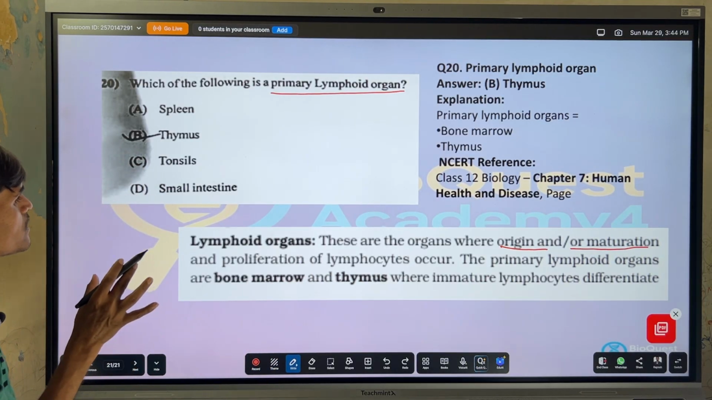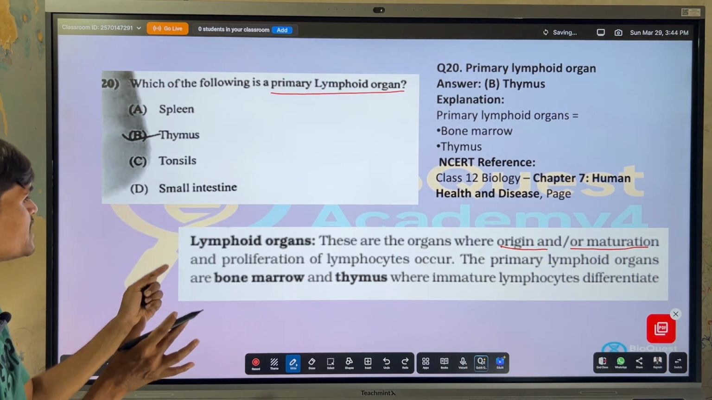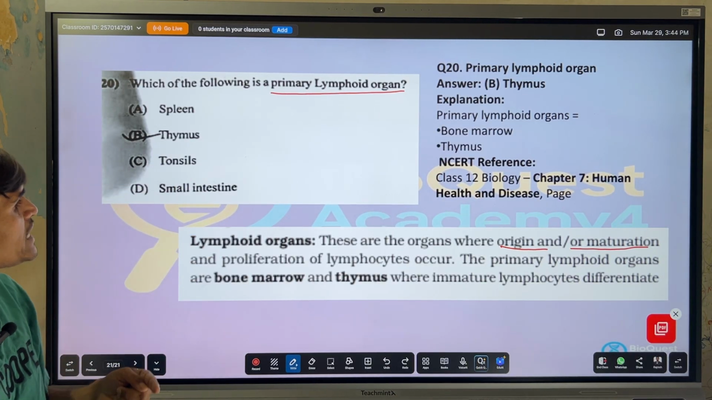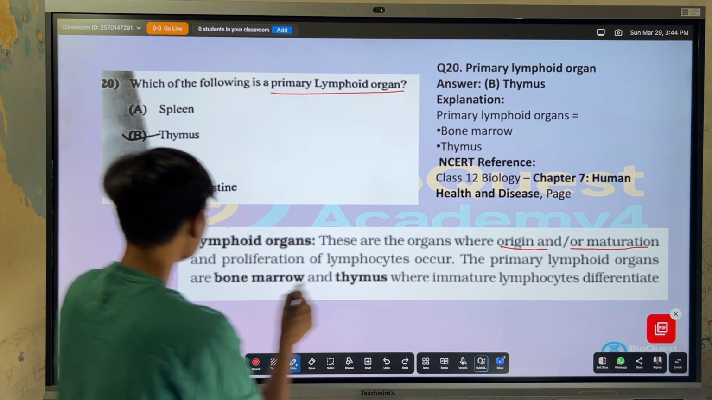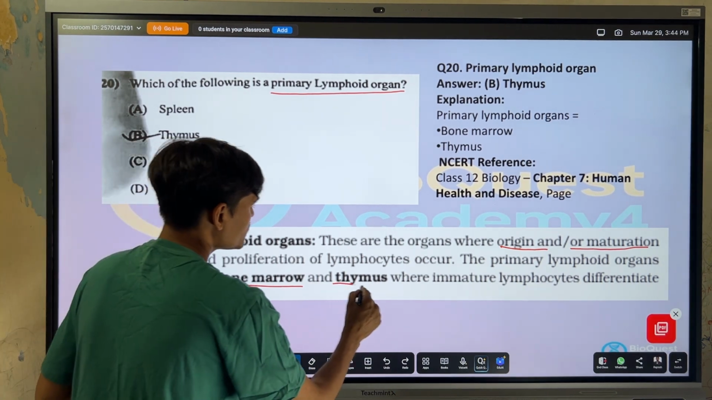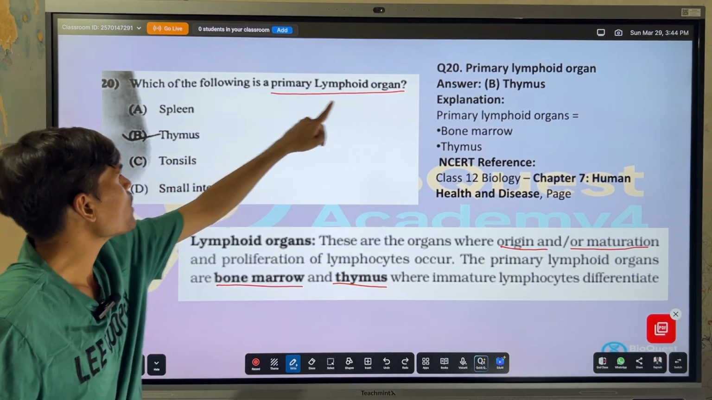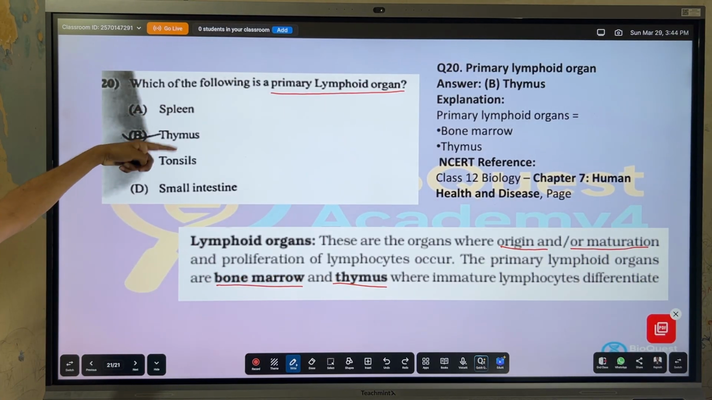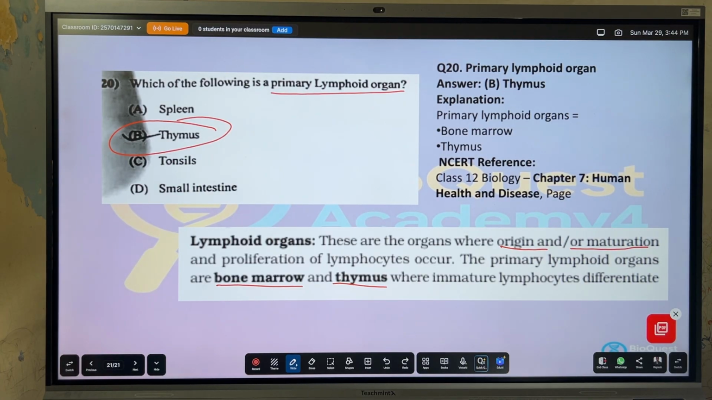What is a lymphoid organ? It is a place where maturation and proliferation of the primary immune cells are happening. There are two primary lymphoid organs: bone marrow and the thymus. Now, what is the question? Primary lymphoid organ. We have two, bone marrow and the thymus. Spleen, thymus, tonsils and the small intestine. The answer is B, thymus.